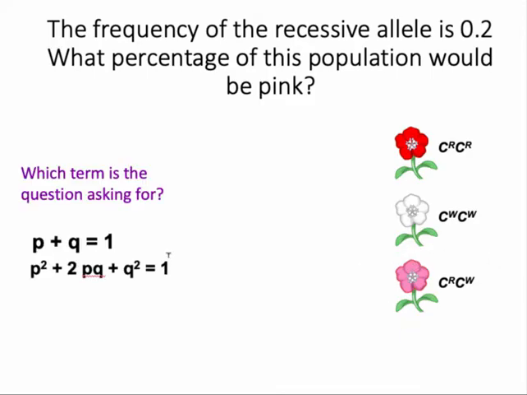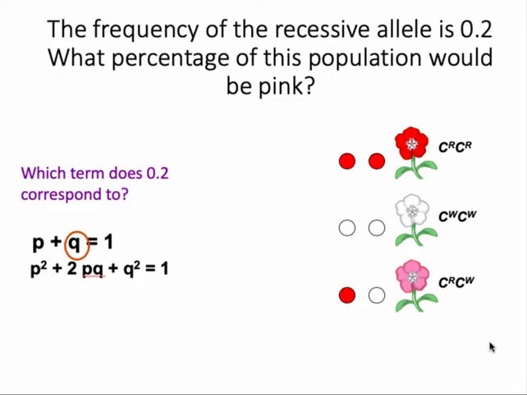So what term in these equations is this asking us for? This is asking for the term 2pq. This is the percentage of heterozygous in the population. And it's given us that the frequency of the recessive allele is 0.2. So what term is it giving us? The term that it is giving us is q. So it's giving us the frequency of the recessive allele in the population.